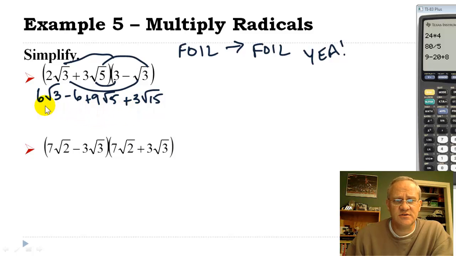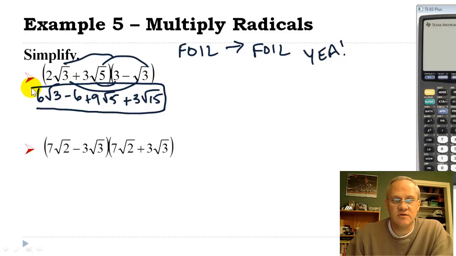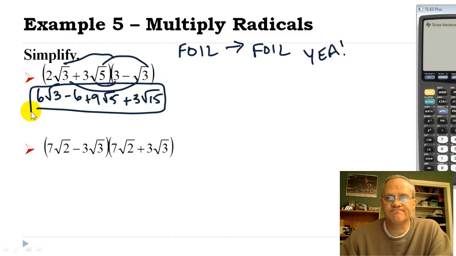Now in this case, you look, I got a square root of 3. That's as simple as it gets. Square root of 5, simple as it gets. Square root of 15, we cannot break that down either. None of these are like radicals, so that's it. That's our answer. We just multiplied that stuff together, and we have to leave it like that.